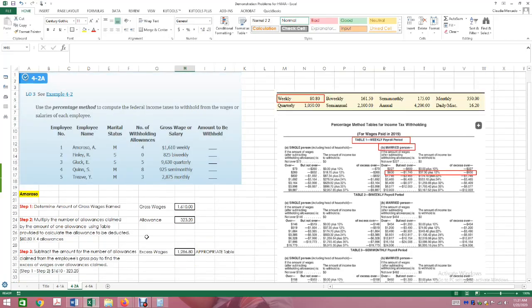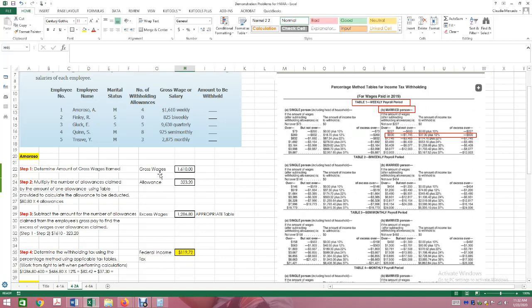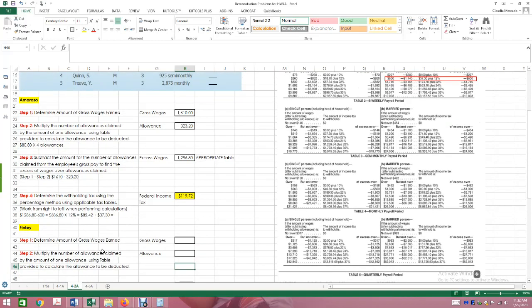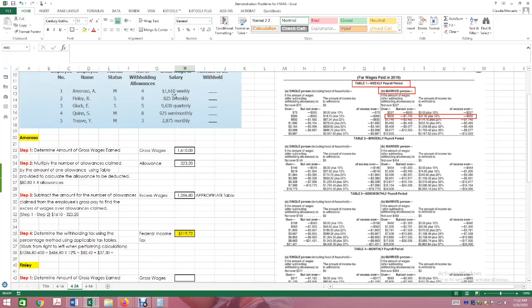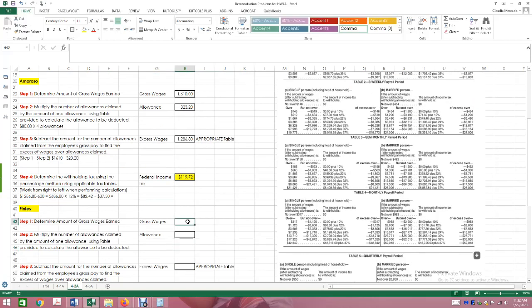So for Finley, let's look at Finley. Finley gets paid bi-weekly. Okay? He has 0 allowances and he is single. Okay? So he gets paid $825 bi-weekly, no allowances. Okay? So let's determine the amount of the gross wages. Well, the wages are $825.